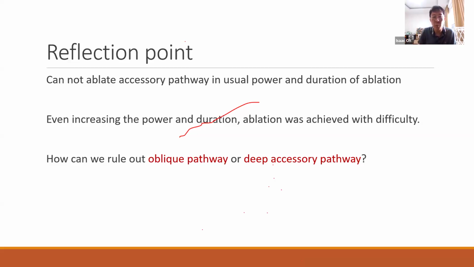So my reflection point, and where I wanted to get some advice, was that in the second case we could not ablate the extra pathway with the usual power and duration of ablation. I want to know whether this was a free wall, oblique pathway or a very deep accessory pathway, because even when we gave very strong power and very long duration, it still recurred again and again, and we could not reach the exact point, even though we delivered energy more than 30 times.